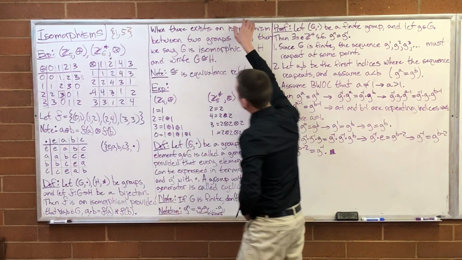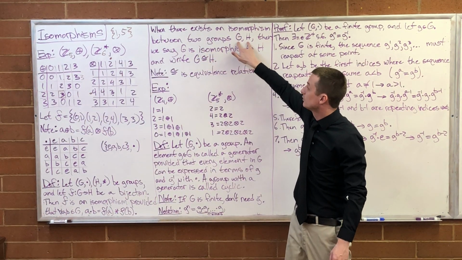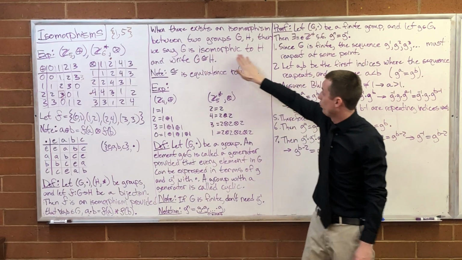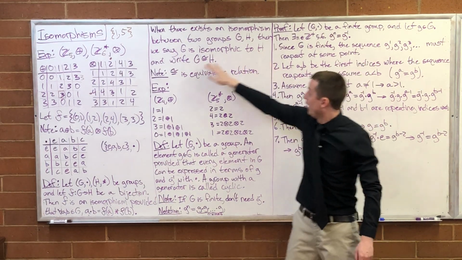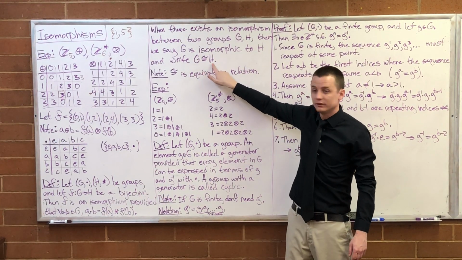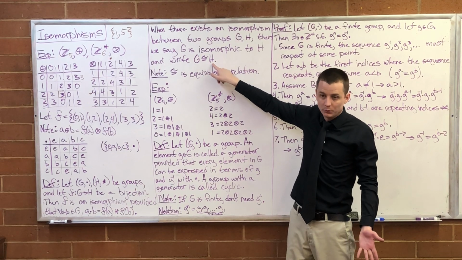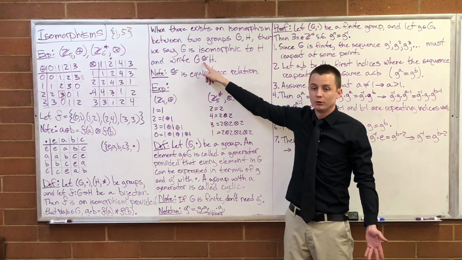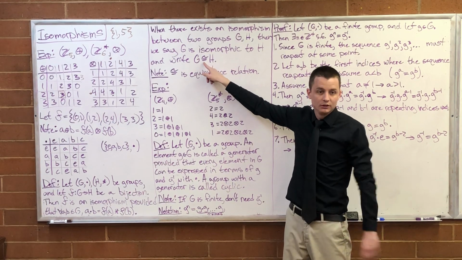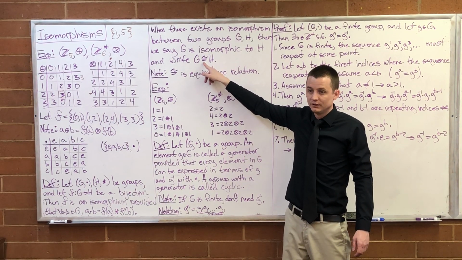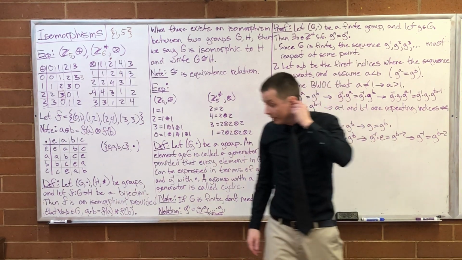When there exists an isomorphism between 2 groups, G and H, then we say that G is isomorphic to H. And we write it G congruent to H. Same symbol we use for congruence in geometry, same symbol we use for homeomorphic in topology. Good? Yeah. It's our way of saying they're somehow the same.